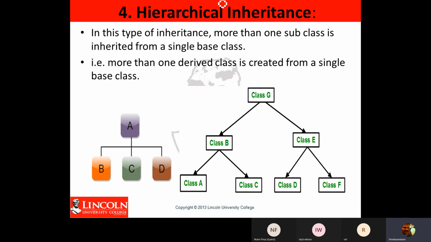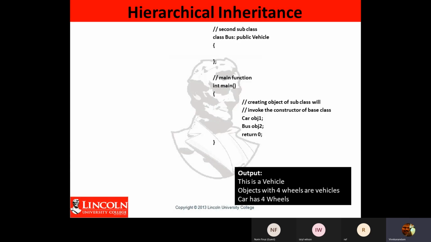We can call this the parent. For example, vehicle: there are two kinds, passenger vehicle and then light vehicle, then heavy vehicle. Under light vehicle we can say car, jeep. Then the heavy vehicle we can say bus, lorry. We can divide it like this. This is hierarchical inheritance, where one base class is divided.